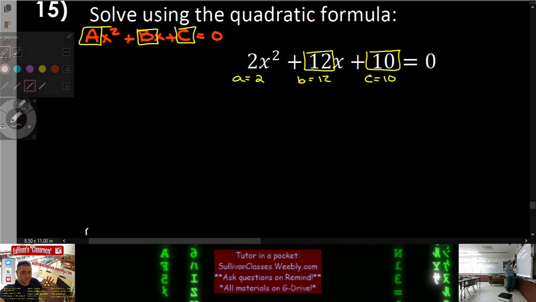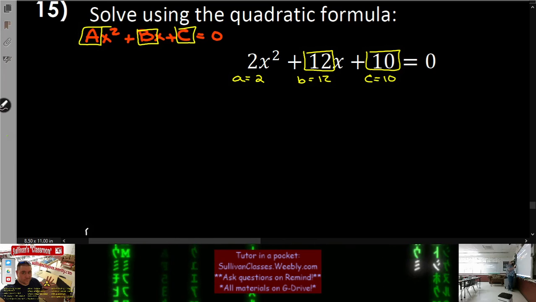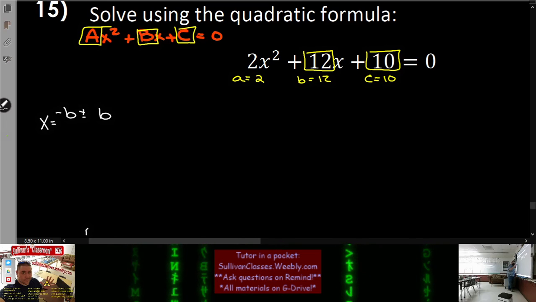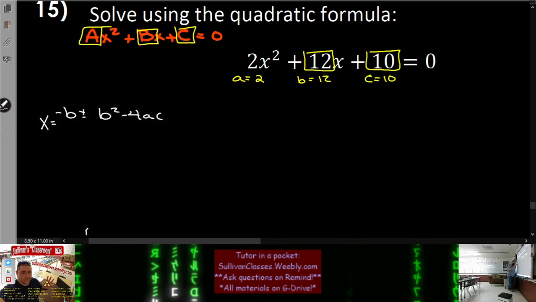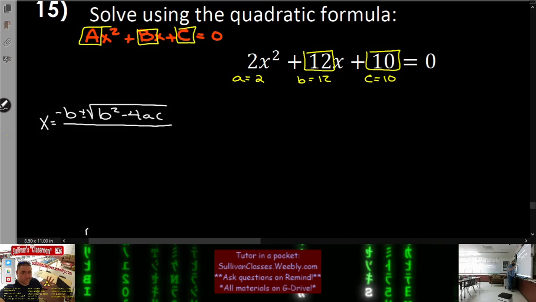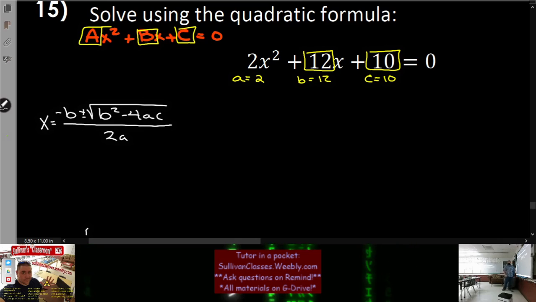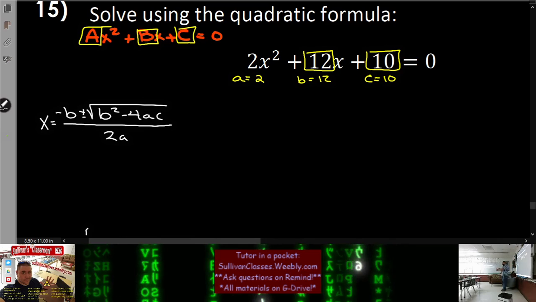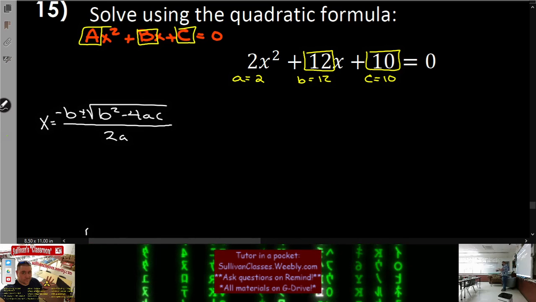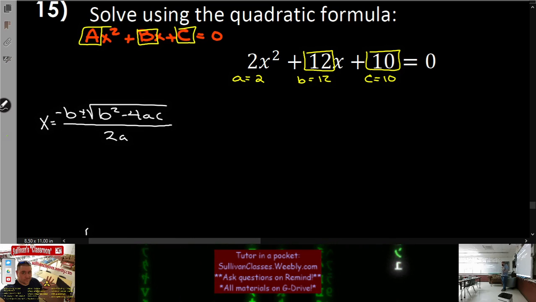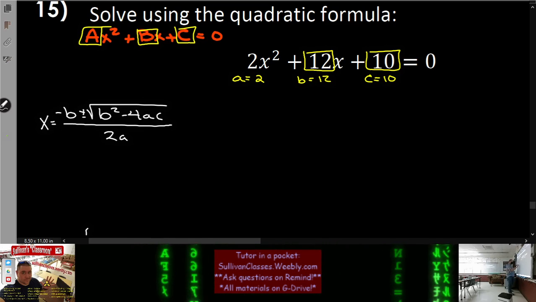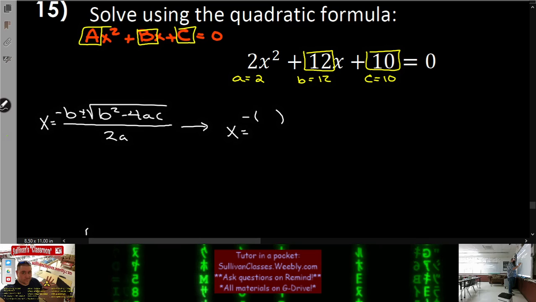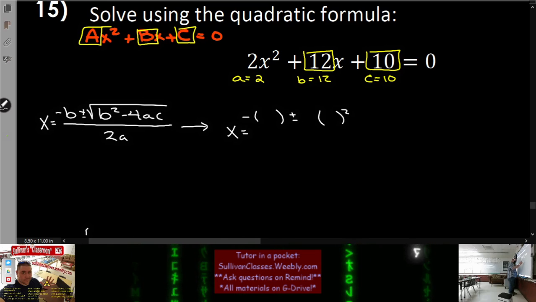And then the formula, which I hope you have written down after all this time, negative b plus minus square root of b squared minus 4ac, all over 2a. What did we do next before actually plugging numbers in? Parentheses, lots of them. I want to rewrite this so I've got room for incoming numbers.